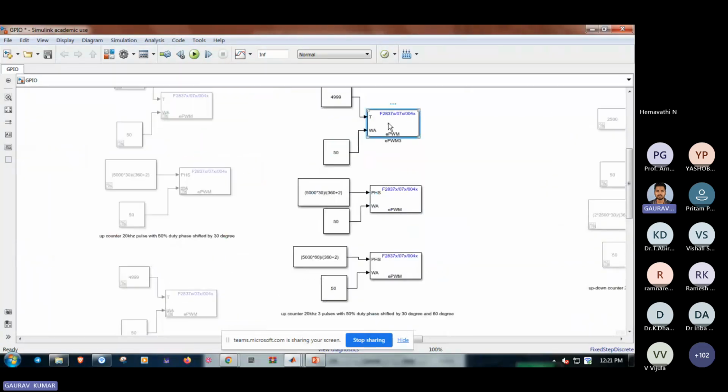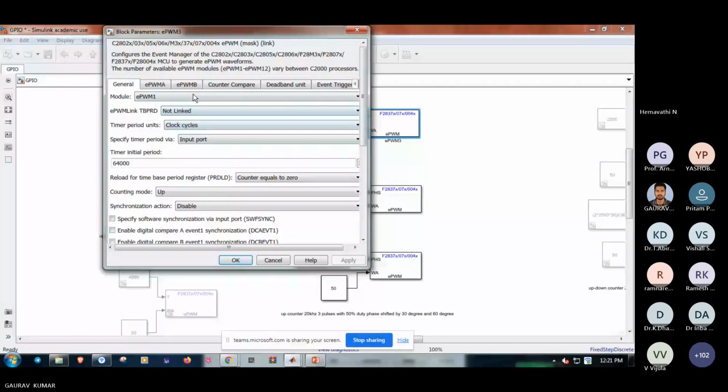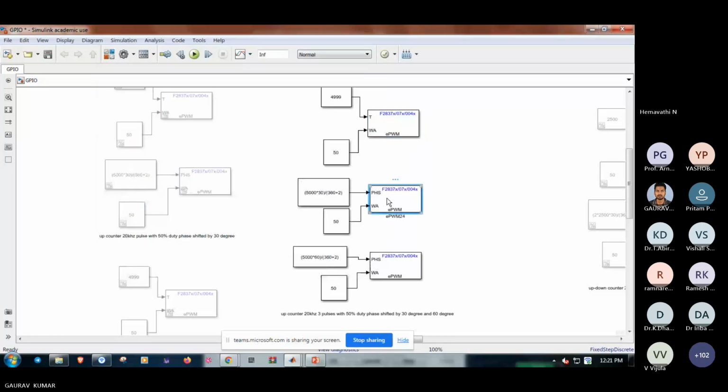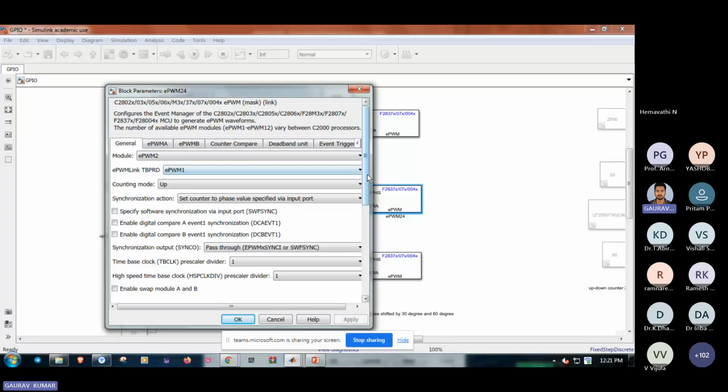Okay, first setting you can go. The first setting is, see this one, the synchronization disabled, sync output is counter equal to 0. The second one you see, synchronization input is connected to the phase shift value, and the sync output is connected to the previous EPWM1. Okay, actually this is the process of linking all the three EPWM modules.